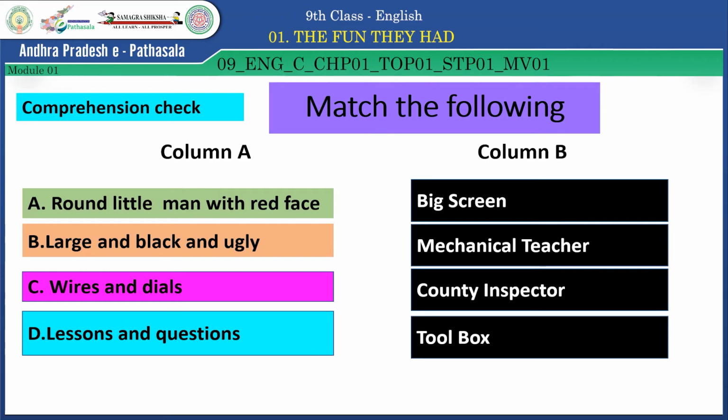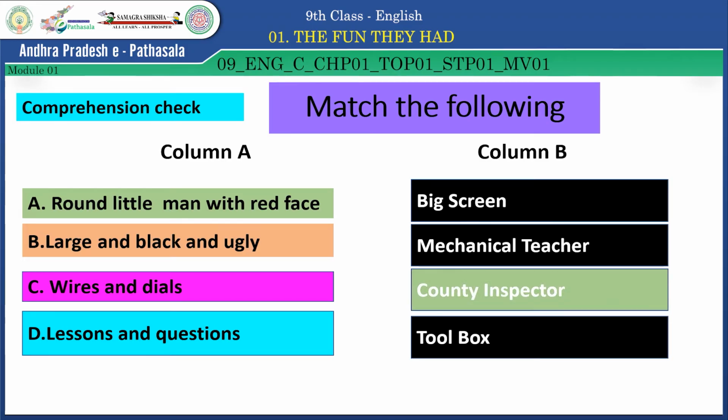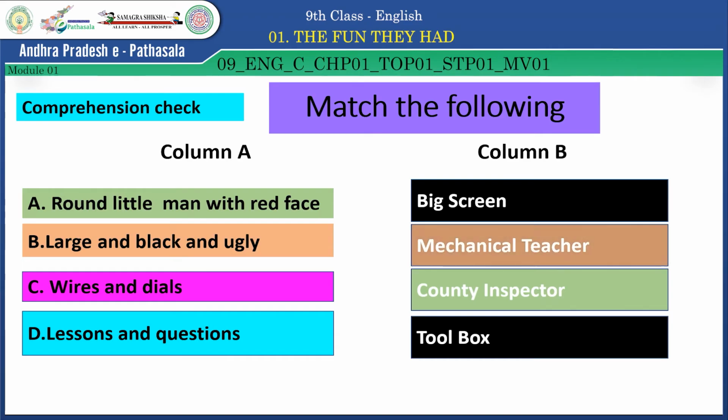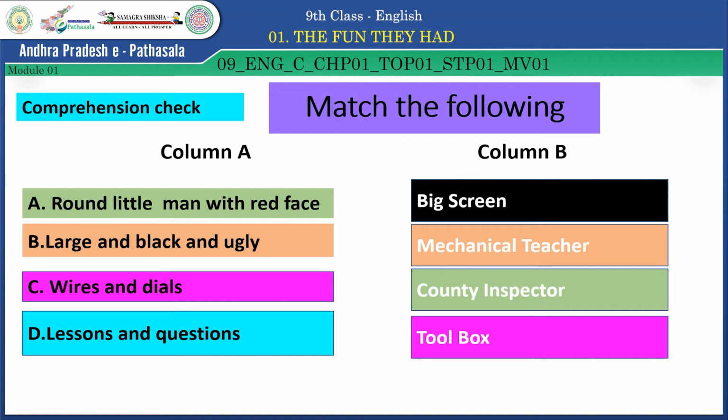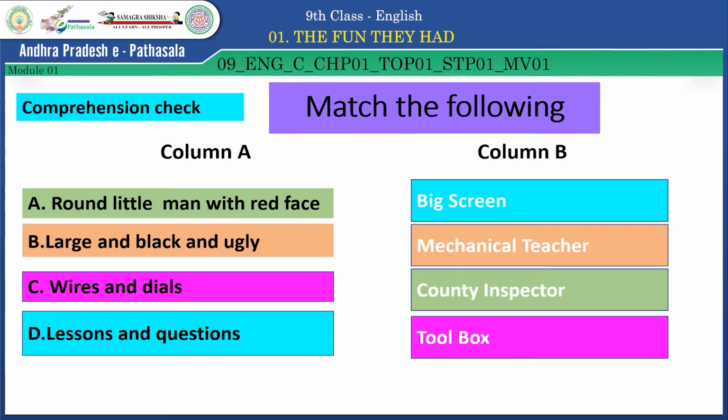The round little man with the red face refers to the county inspector. Large and black and ugly says about the mechanical teacher. Wires and dials are found in the toolbox. Lessons and questions are displayed on the big screen. Hope you all scored right. Let's continue with the reading text.